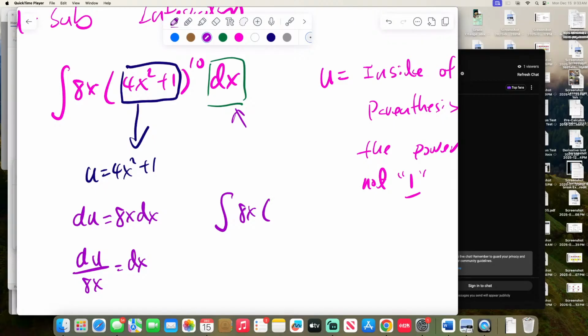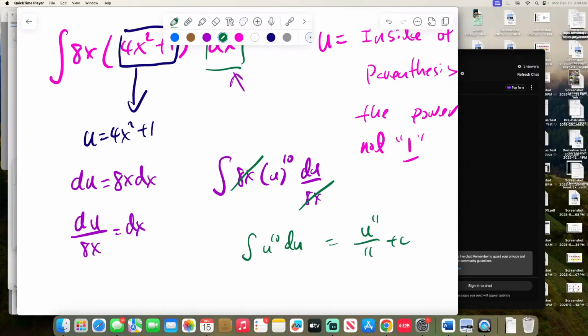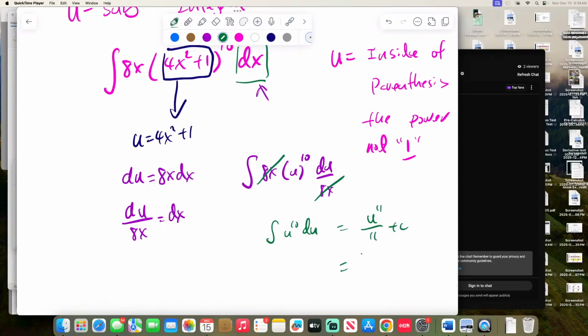We have something in x. We have u to the 10 now. And we have du over 8x. And this just mathematically makes sense because this 8x and 8x cancel out. I'm just doing the integration of u to the 10 du. And then it's going to be u to the 11 over 11 plus c. Now I can sub back the u, so it becomes 4x squared plus 1 to the 11 over 11 plus c.